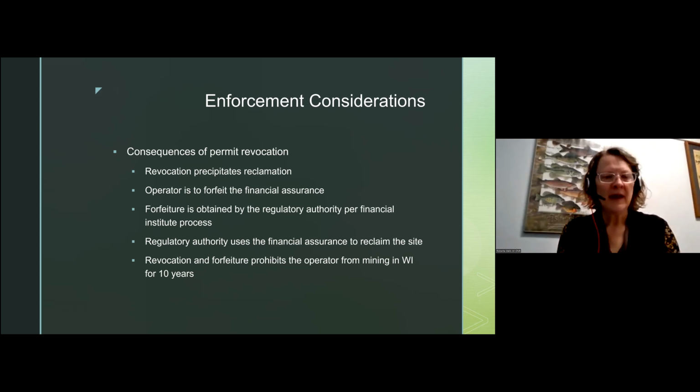Then any financial assurance that you obtain under that process is used to reclaim that site. And that can take many different shapes and forms, depending on the condition of the site and the amount of financial assurance you have in place. One other thing to note is if you do decide to go to revocation and forfeiture, that operator will be barred from mining in the state of Wisconsin for a period of up to 10 years.